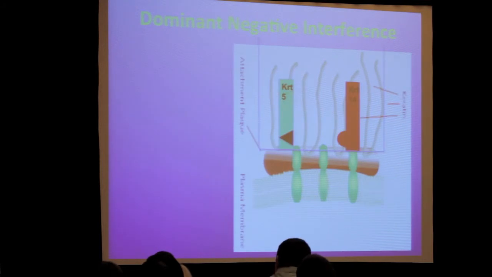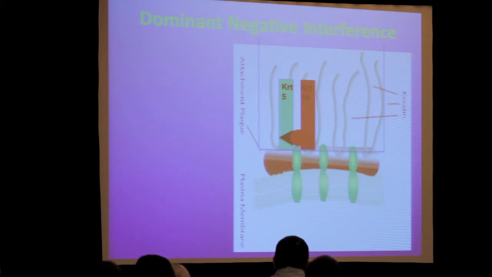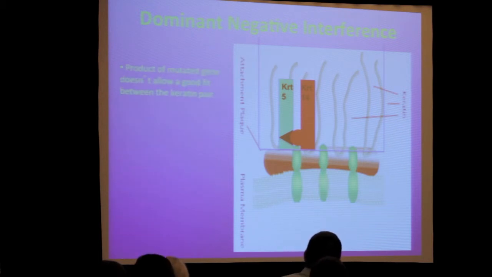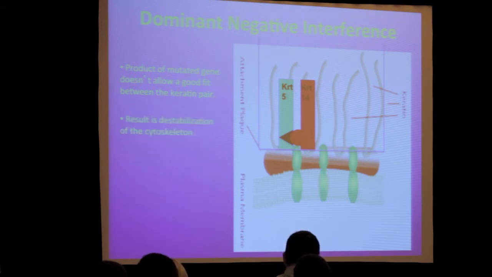What happens when there's a mutation is the keratin 5 and 14 come together, but they don't fit well. And so what that does is it causes the keratin to be weak, and we get blister formation, as Dr. Cristiano showed us in her electron micrograph of that slide. And this is known as dominant negative interference. It's where you have a product of a mutated gene that doesn't allow a good fit between the keratin pair, and it results in destabilization of the cytoskeleton.